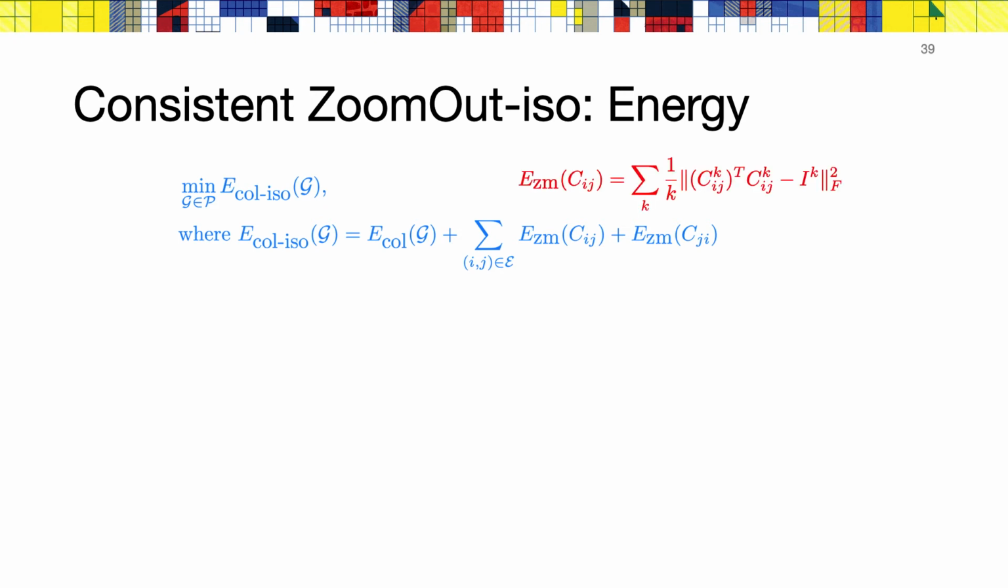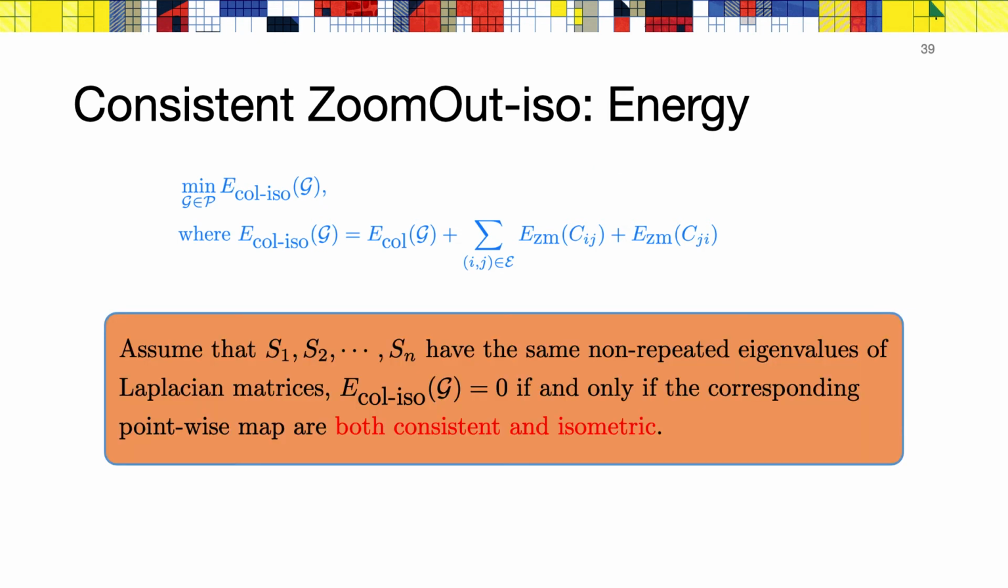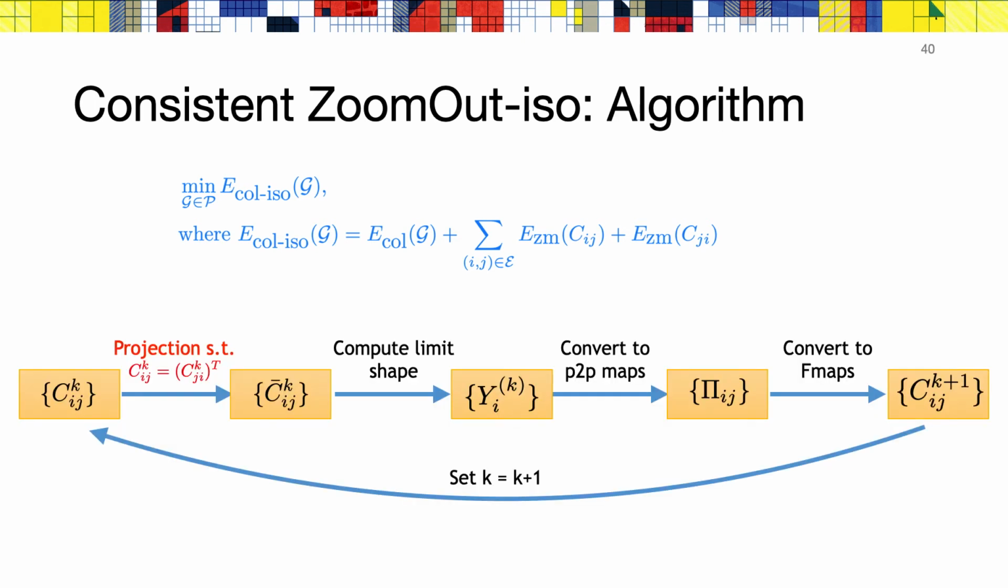To achieve such, we add the zoom out energy with respect to each functional map in the network to our multi-scale consistency energy defined before. Most importantly, in theory, we prove that the global optimizer of this energy recovers the consistent isometry among the shape collection. Again, we propose an algorithm to approximately optimize this new energy.